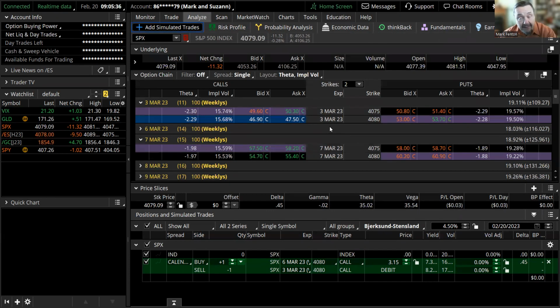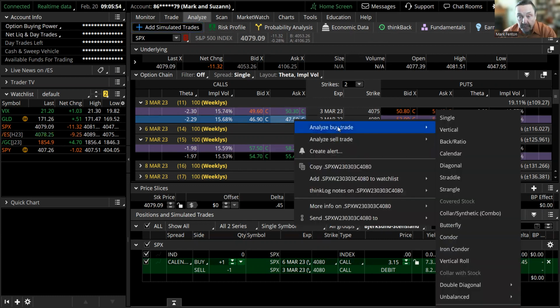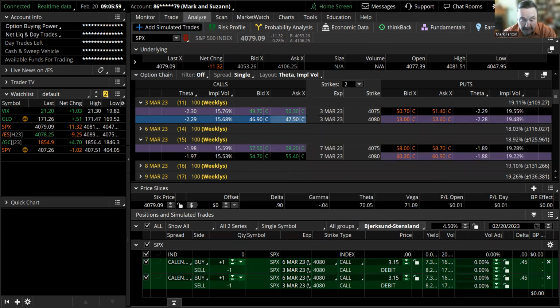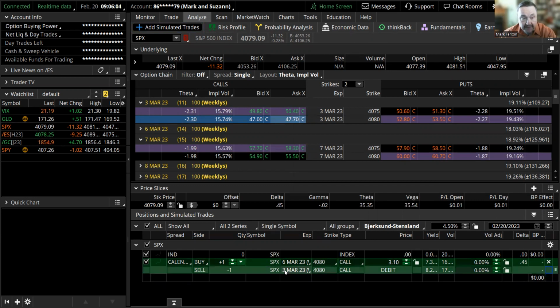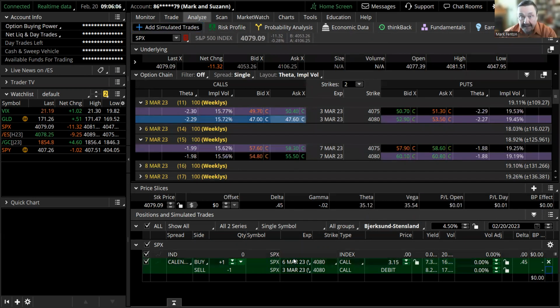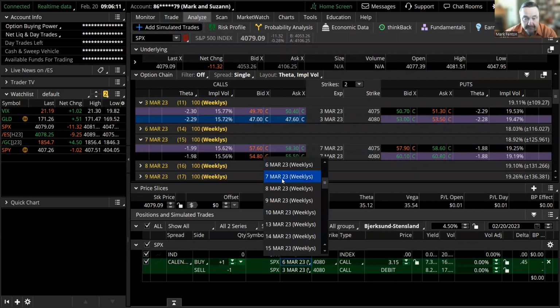And now in a calendar, both of the options need to be the same strike. So if we're trading here at 40.79, many times you do it right around the money. There can be different uses for doing different things than that also. But let me go ahead here and we will go on to analyze by calendar. And what happens is, if you look down here, it populates it where it sells the 3rd and buys the 6th, because that is the very next option date. But we can change these around, and let's make it the 7th.